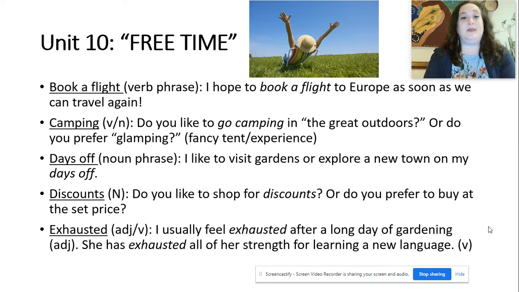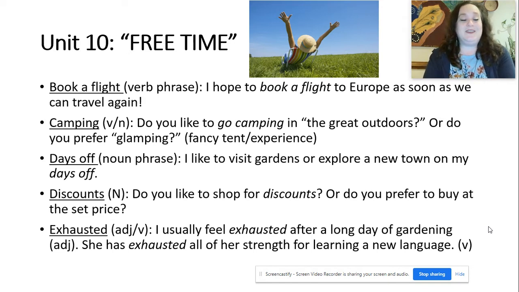Okay, the second one can be a verb or a noun. So camping. Do you like to go camping in the great outdoors? Or do you prefer glamping? Have you heard this word glamping? It means basically fancy camping. You stay in a tent, but it's not a regular tent. Maybe you have air conditioning. Maybe you have a fancy sofa and maybe gourmet food. I have never been glamping, but I think I would probably enjoy it.